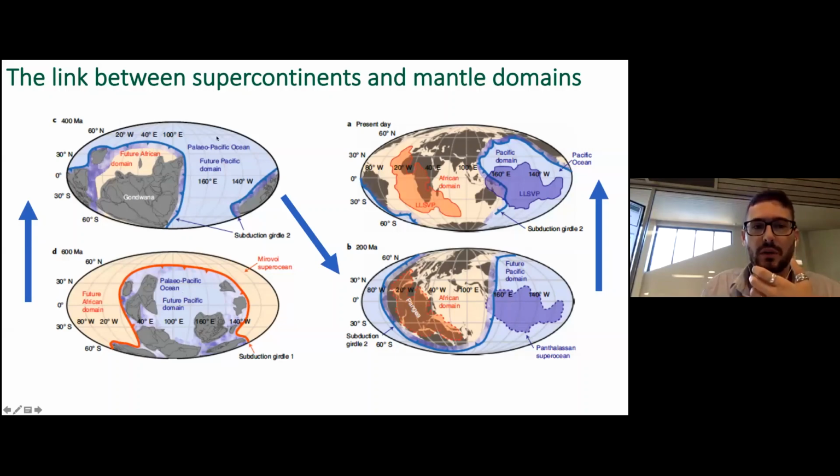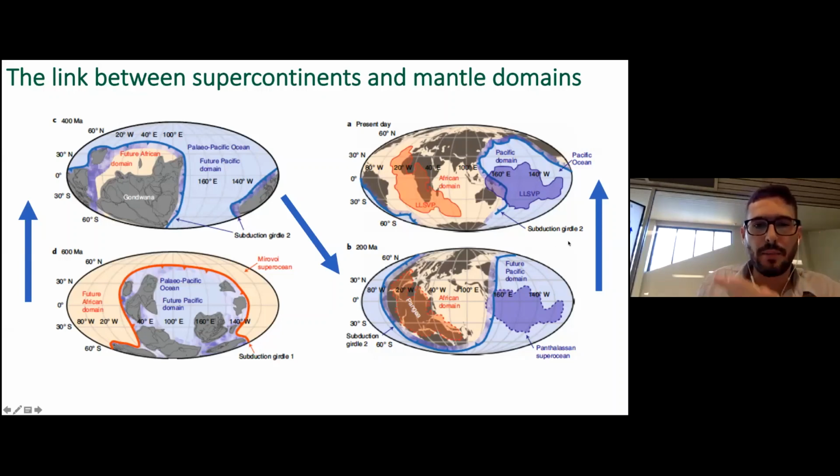Then you continue to the breakup, which is complete, and then you consume the Mirovoi superocean and you produce the Pacific domain here. Then you have Pangaea, which is assembled here above the African domain, the ancient superocean of Rodinia, and you have the Pacific domain. And then you have the breakup, and you are in the present-day configuration here.